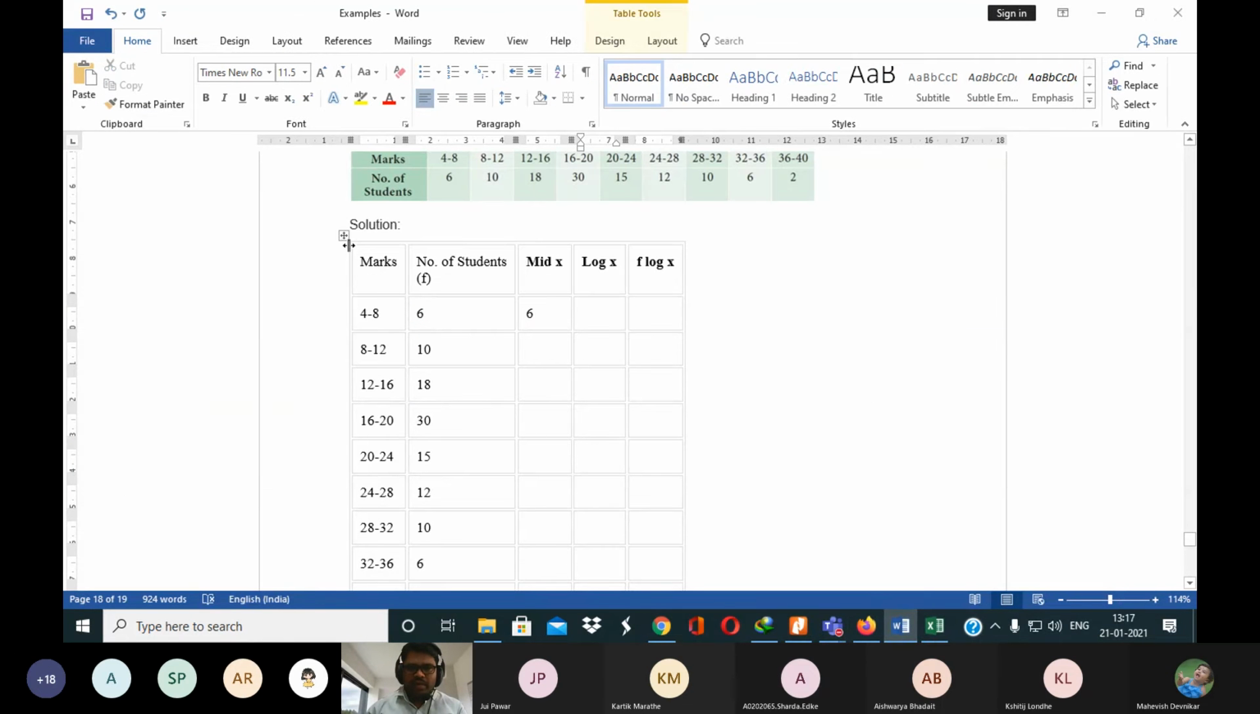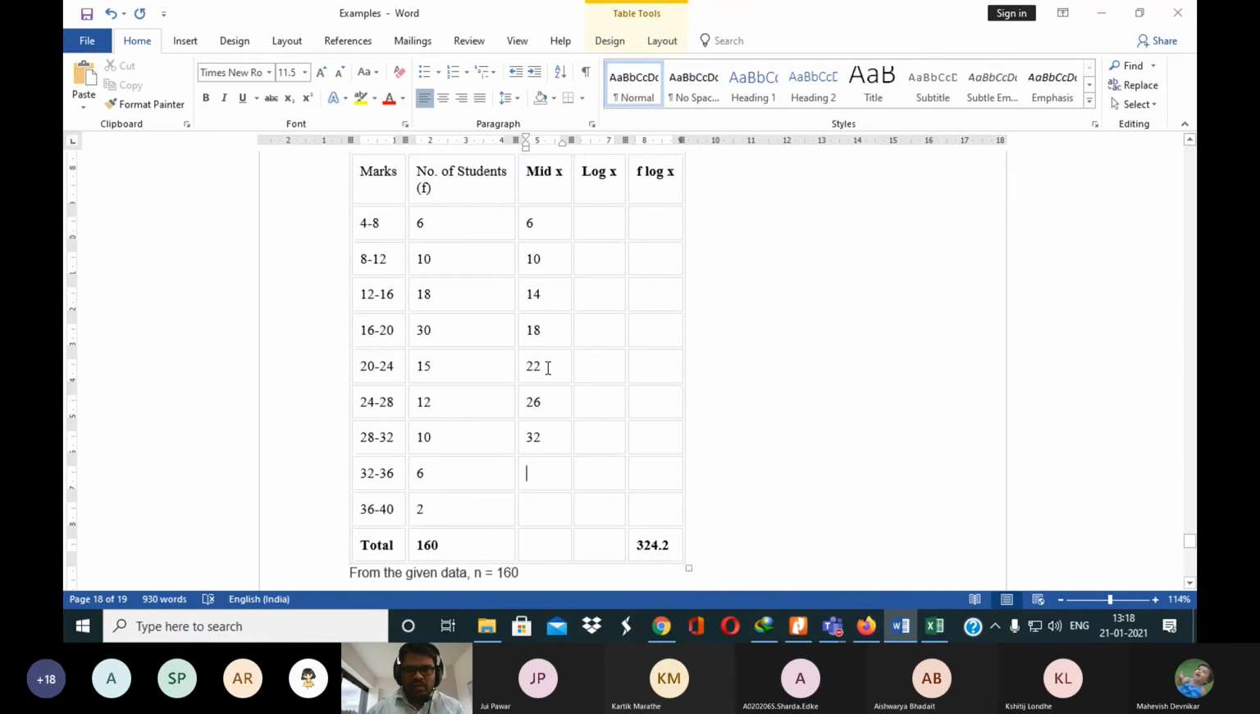So here, 6, then 20. It may be 10. Yes. It is 18, 28, so it may be 14. Like so, 14 plus 4 is 18, right? 18, 22, and then 26, then 32. Is it correct or not?